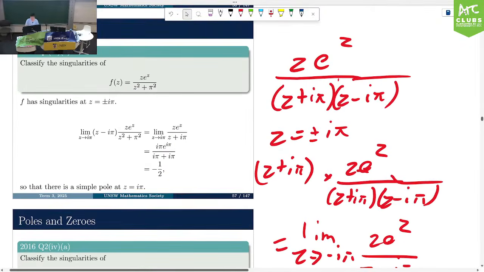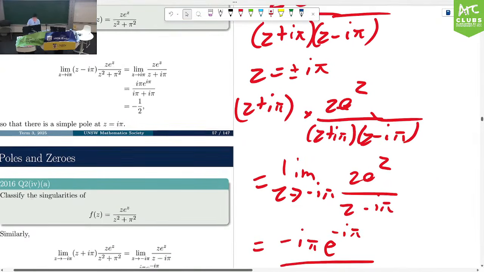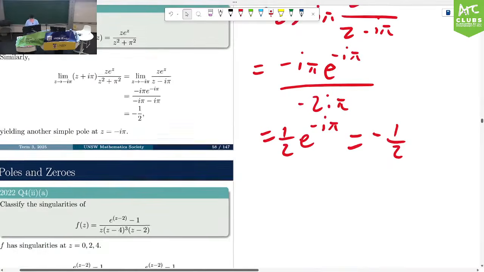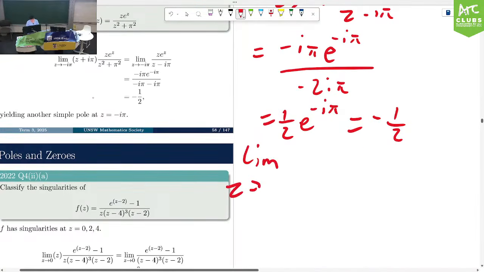We just times it by, if we sub in minus i pi, the limit doesn't exist. The moment we times it in and then try to do the limit, the limit exists. So power of 1 is enough. So it is a simple pole. So I'm gonna speed run the other part.